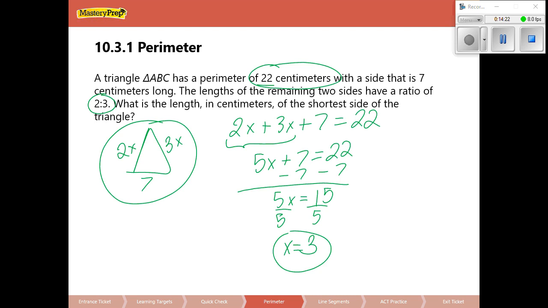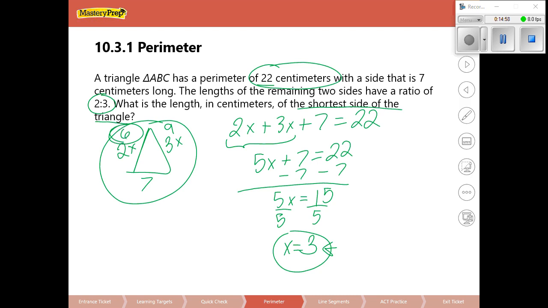What does it want? Well, 3 times 2 is 6, and 3 times 3 is 9. So the shortest side is actually 6. So they'll do that every now and then, where if it's asking you to plug something back in, they'll make whatever you solve for be an answer choice to see if you pick it. Any questions on this here?